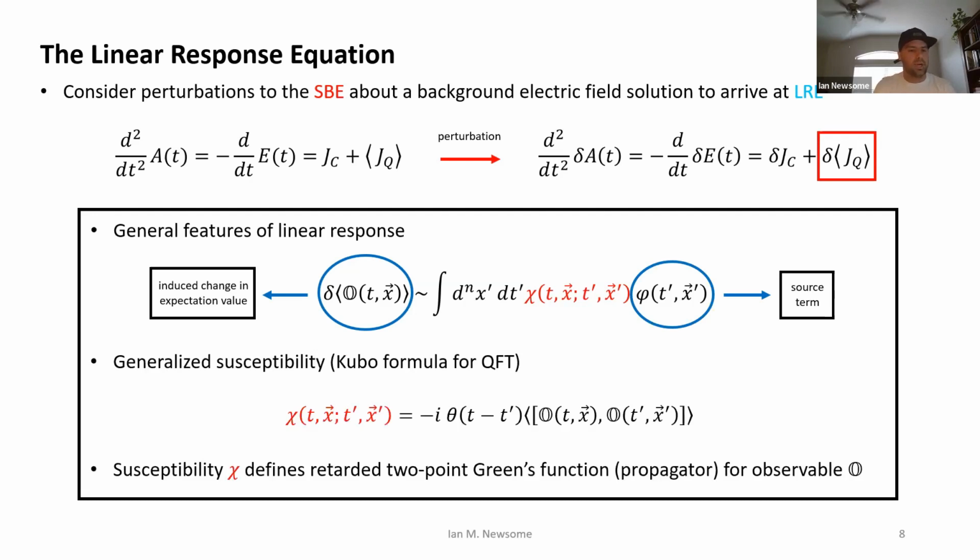Now, this term in red is acting as a generalized susceptibility, which is causal and can be expressed as the expectation value of the commutator of the observable at two distinct space-time points. Hence, chi in this sense is a retarded two-point Green's function for the observable O.